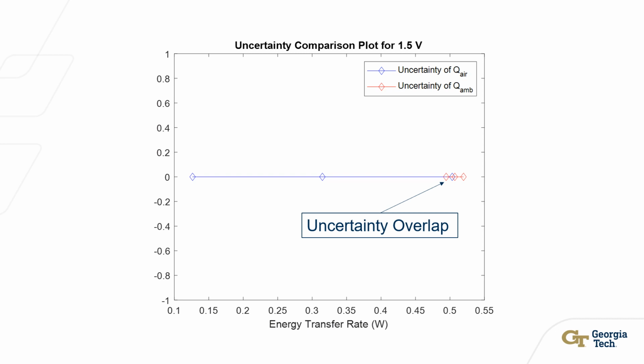This plot shows the uncertainty between the energy transfer rates of the air and ambient. Since there is overlap between the two values, they cannot be told apart from one another. This means that the system's steady-state assumptions are valid for this voltage.